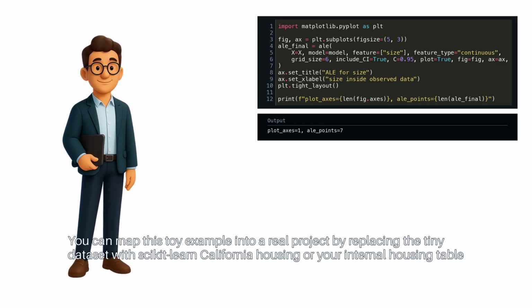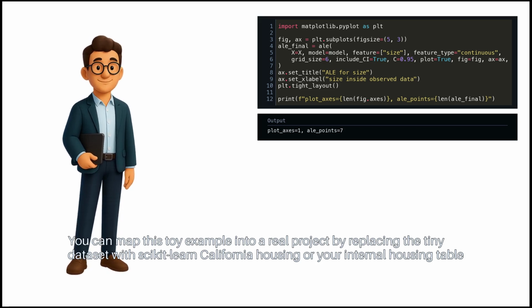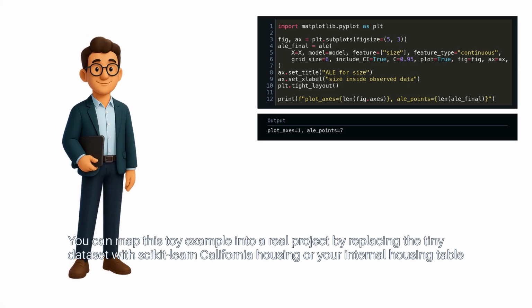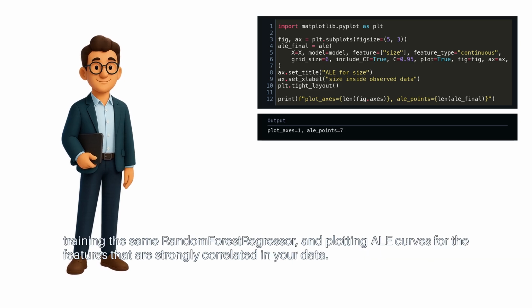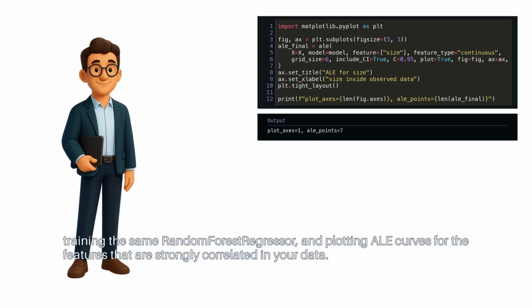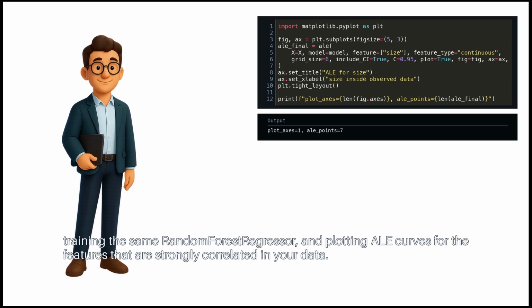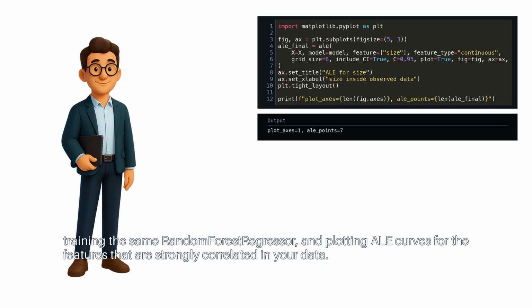You can map this toy example into a real project by replacing the tiny dataset with scikit-learn California housing, or your internal housing table, training the same random forest regressor, and plotting ALE curves for the features that are strongly correlated in your data.